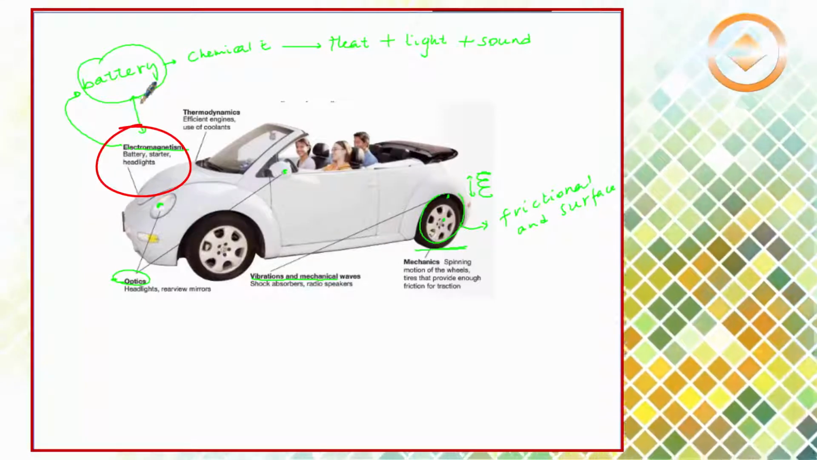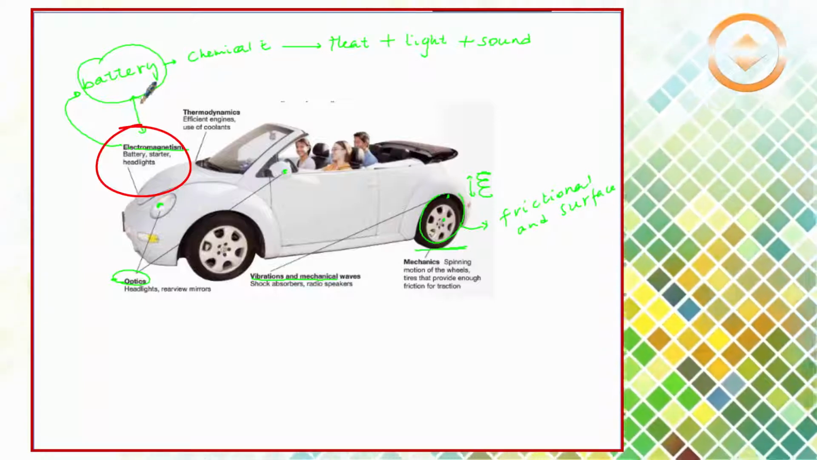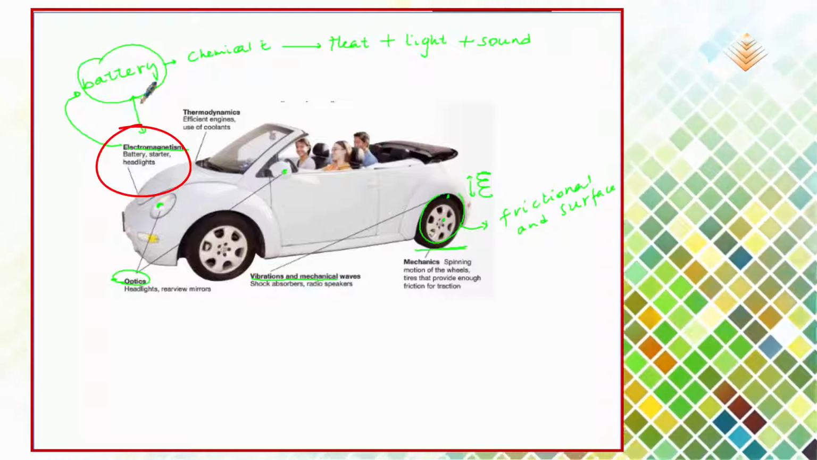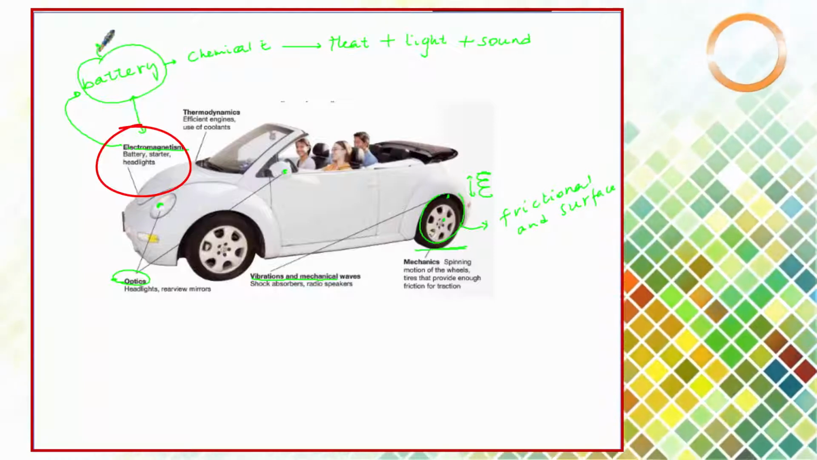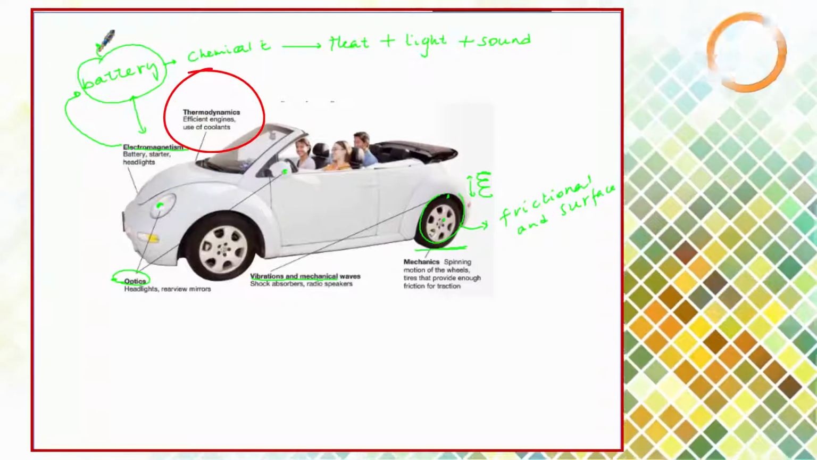There is a starter, headlight, CD player. All this works by the energy they get from the battery, by the potential difference they get from the battery. And the other part is thermodynamics.